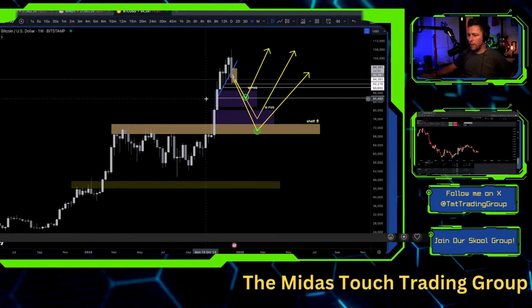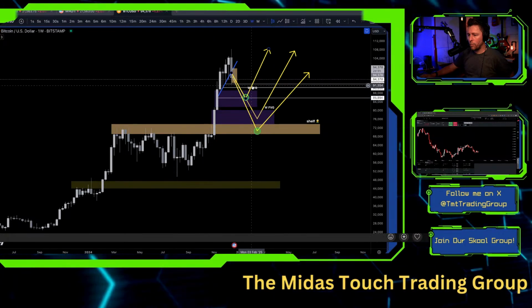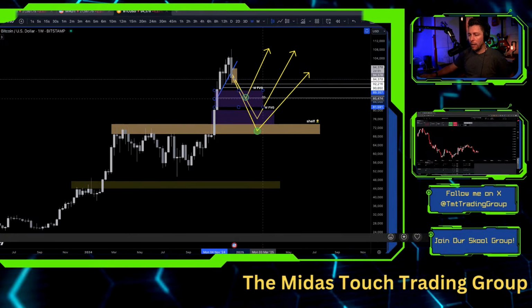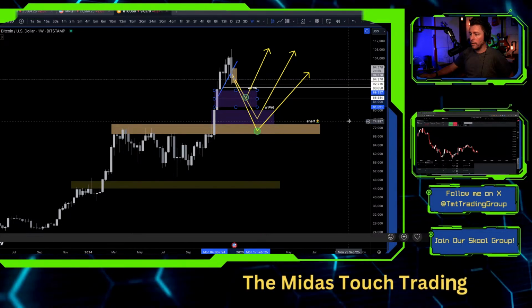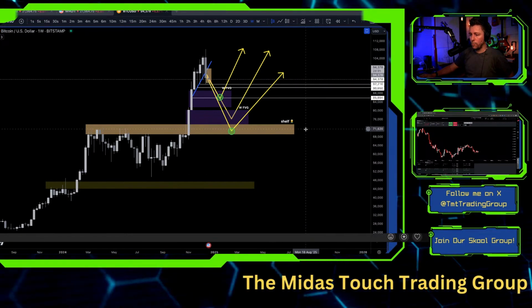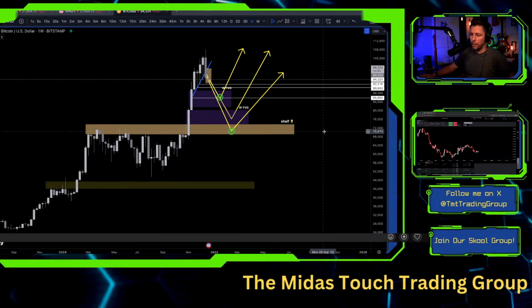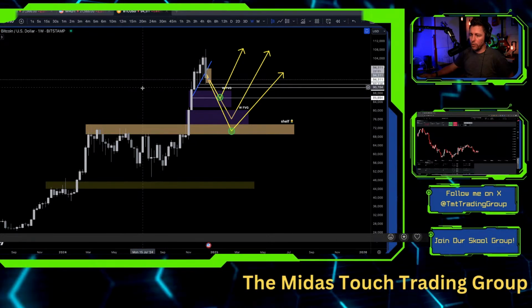I mean, 85 is another level. That's a weekly fair value gap. So maybe it comes down to 85. Maybe she's really bullish, doesn't want to come back and tap the shelf. She'll do it later. I have full confidence she will come back to this level at some point. But it's more of a swing trade idea.